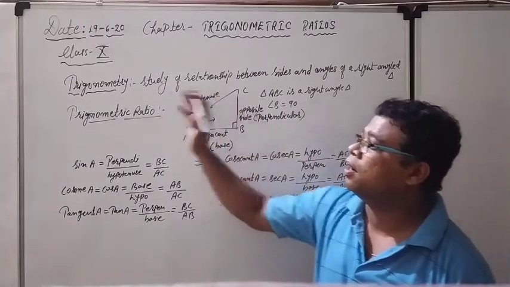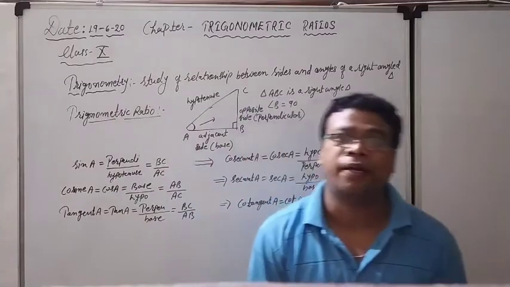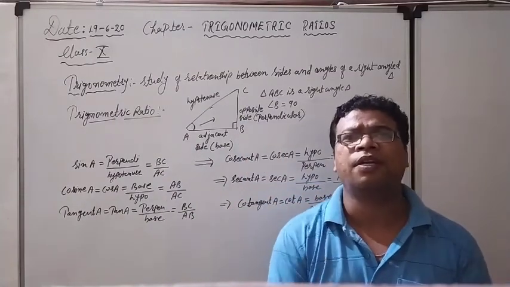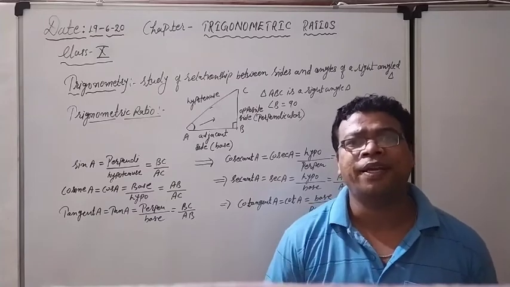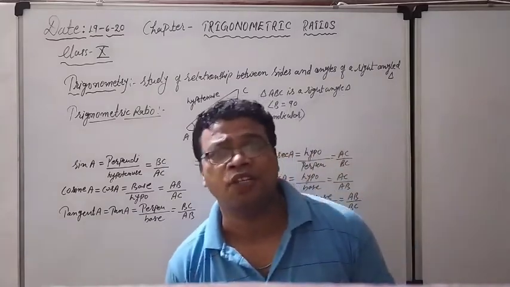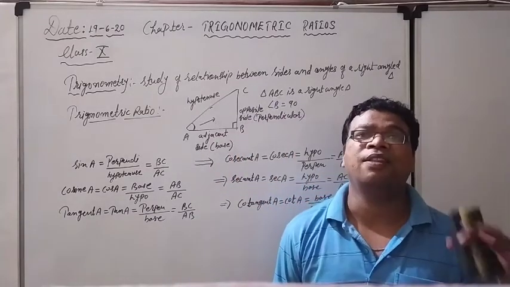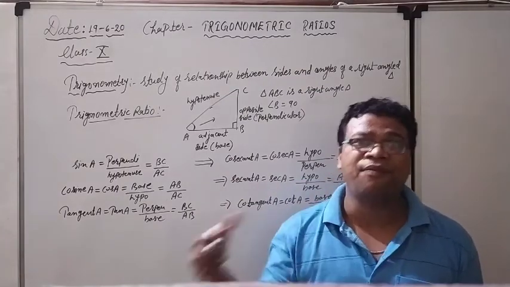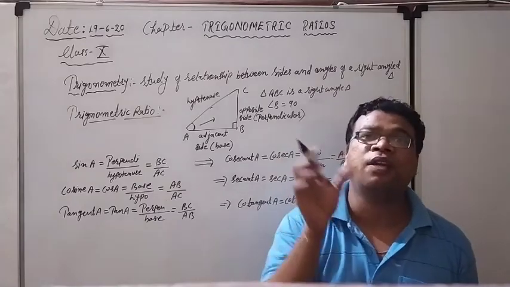Right now, when we are talking about trigonometry, the first question that arises is in which country it was first introduced. Trigonometry was first introduced in Greece, and the word trigonometry is derived from a Greek word.